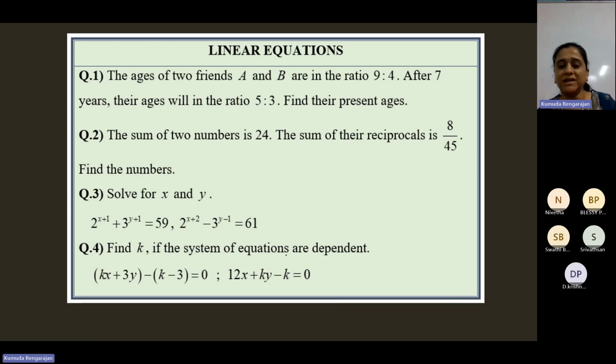So now dependent equations are what? Do they have many solutions or one solution? Dependent equations are consistent. That is correct. Now in consistent, we have one solution, many solutions. Dependent equations have many solutions. So what is the condition for dependent equations? Correct. A1 by A2 is equal to B1 by B2 is equal to C1 by C2. Yeah, please work.